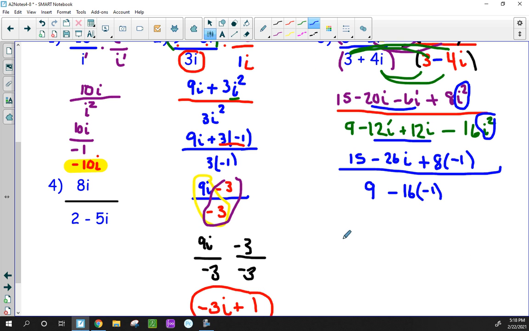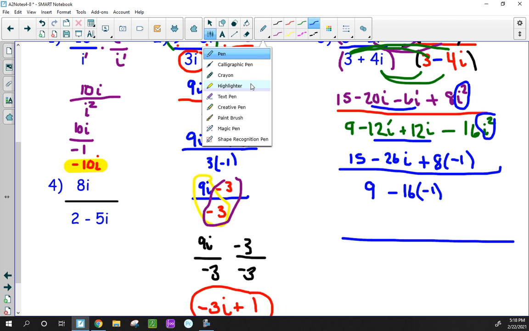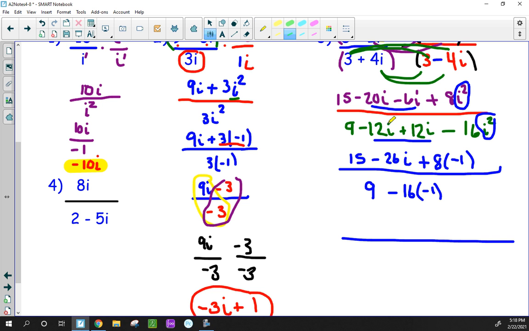Okay. Next step, we draw a brick division bar. We go back to the top. We're looking for anything we can simplify. And so this term and this term, after I multiply, are just real numbers. So let's put them together. So you're going to call that 15 minus 8, which is 7. You're going to drop your imaginary part down, which is negative 26i.